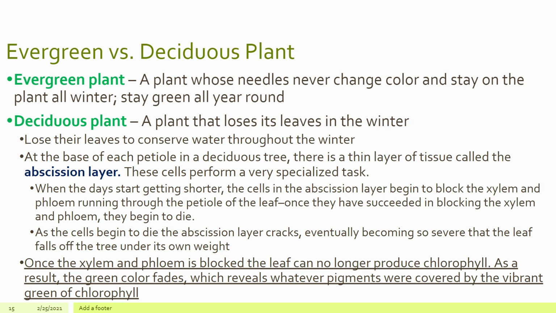So the xylem and phloem are blocked by the abscission layer, and if they're blocked, the leaf can no longer produce chlorophyll. As a result, we also see the green color of leaves fade as this abscission layer is trying to lead to eventually the leaf falling off the tree. But that means we will start to see colors that were hidden by the abundance of chlorophyll. It will reveal whatever pigments were covered by the vibrant green.